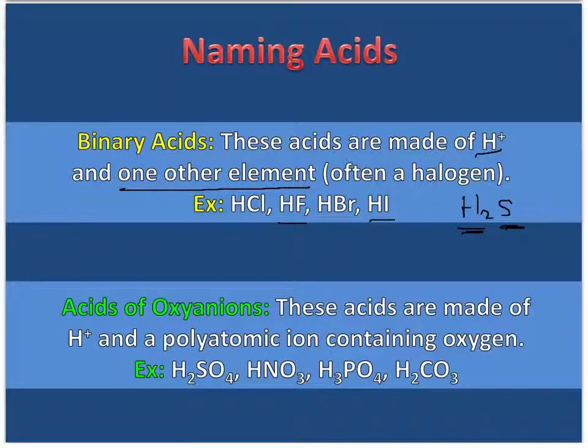Acids of oxyanions. These are made up of hydrogen and a polyatomic ion. Usually they're going to contain oxygen, so we call them oxyanions. Also, for those that do not contain oxygen, the few that do not contain oxygen, we call them ternary acids. So let's look at how we're going to go about naming these.